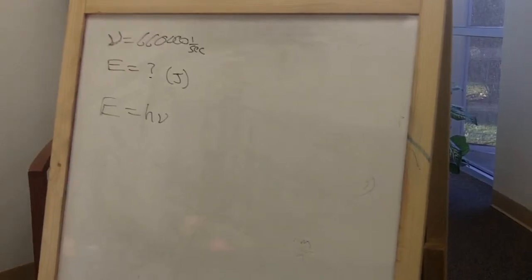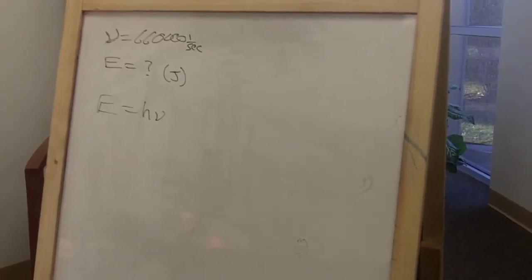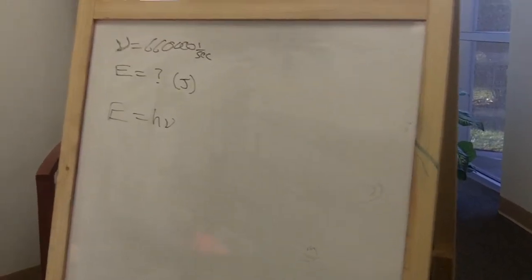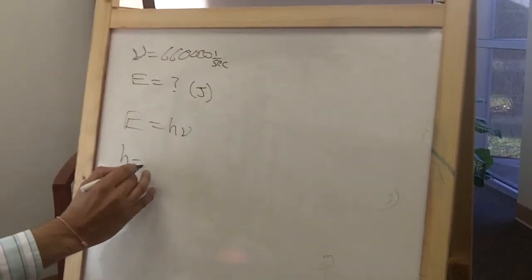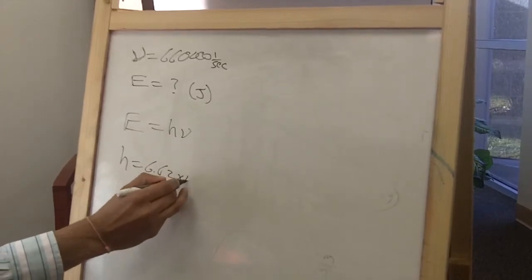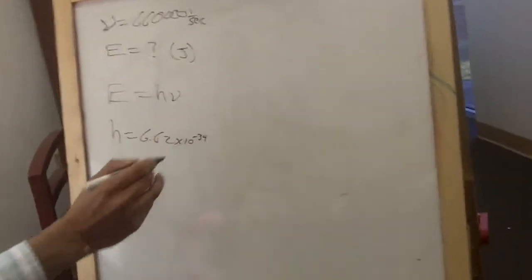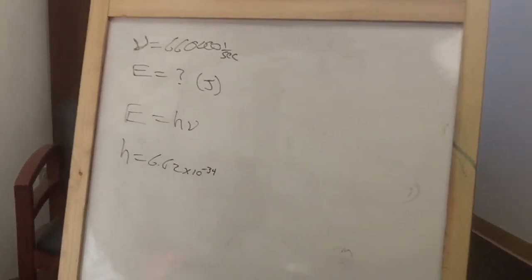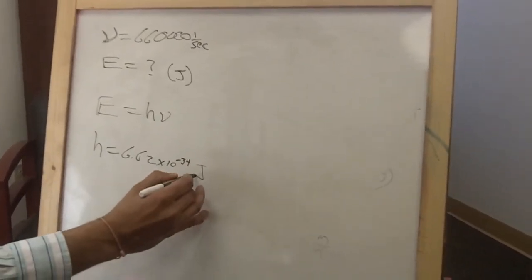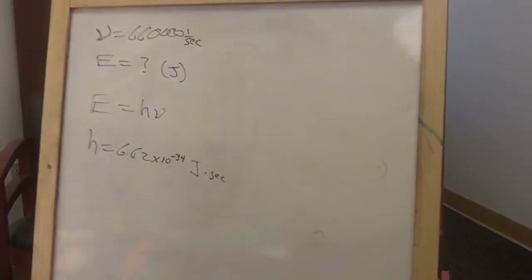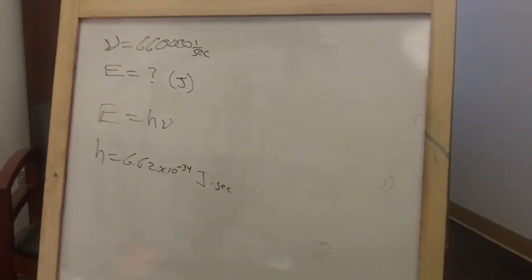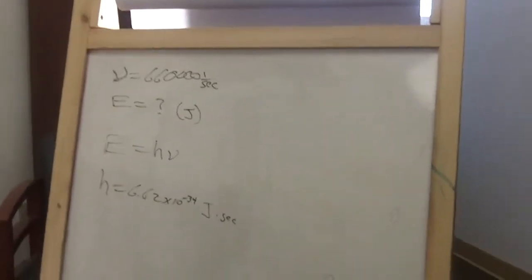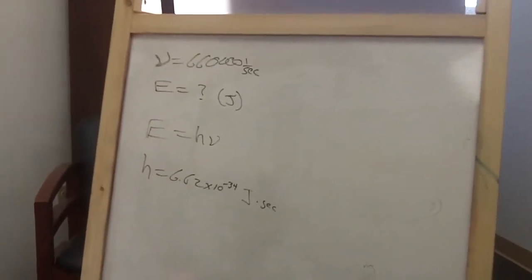But what's h? Planck's constant. Which is equal to what? 6.62 times 10 to the negative 34. Joules per second? Close. Joules times second. Big difference. It's just a handy little reminder.